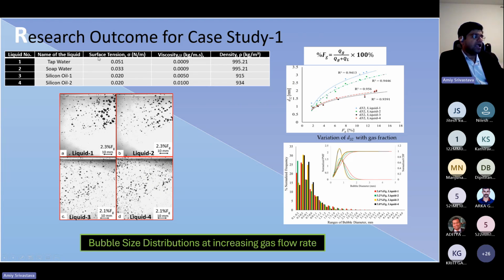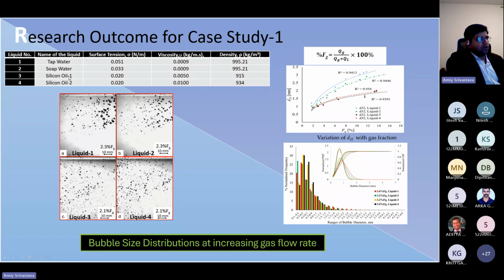Why did I have to take four different liquids? Because I had to change the surface tension, viscosity, and density of the liquid. Tap water's surface tension I could measure, and I had the facility in my lab, so I could measure the surface tension, viscosity, and density of these liquids. So I took tap water, soapy water, and then silicon oil.